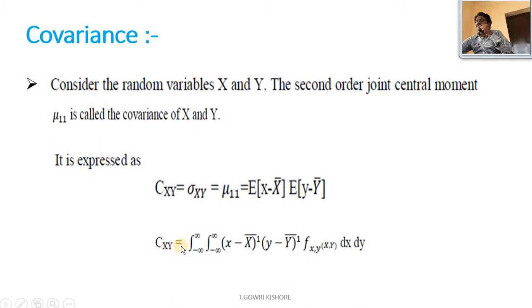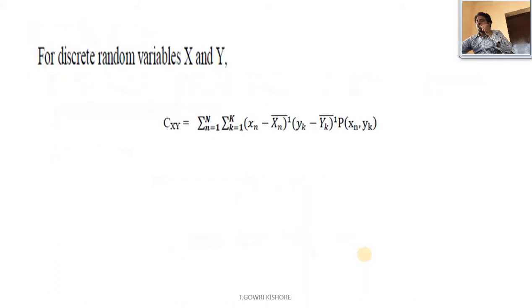So next, Cxy equals the integral from minus infinity to infinity, integral from minus infinity to infinity, of (x minus x bar) to the power of 1 into (y minus y bar) to the power of 1 into f xy of x comma y into dx into dy. So this is how you represent the covariance.